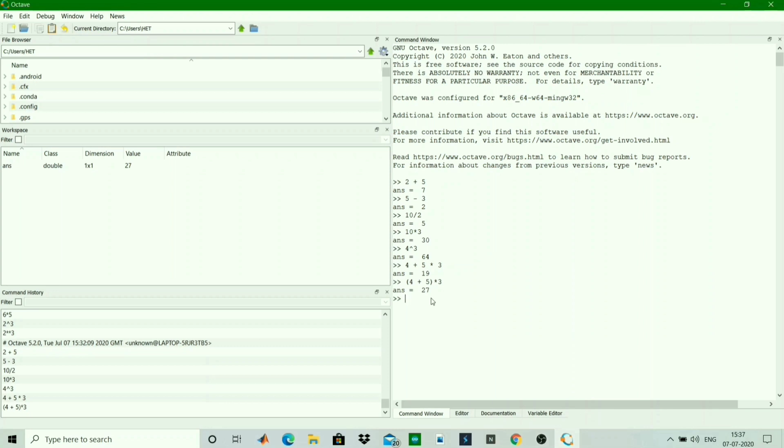So try out any arbitrary expression that you would like, and then, taking a pen and paper, solve it using PEMDAS on paper, and then solve the same in Octave.